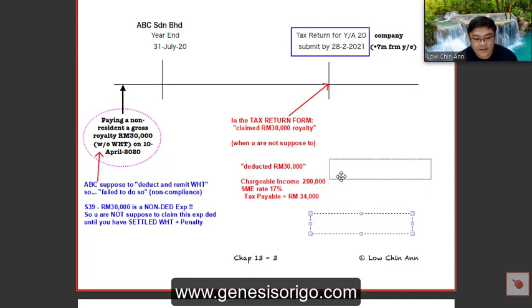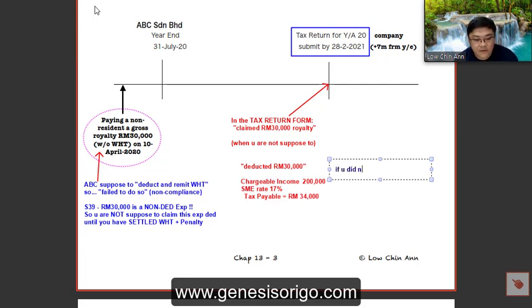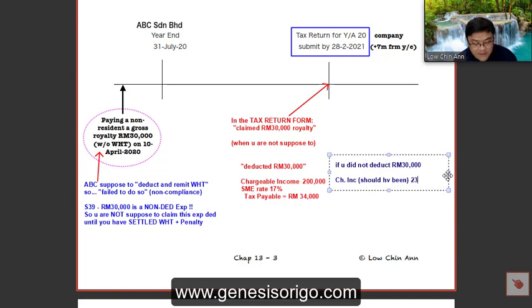Now think and see, if you did not deduct the 30,000, your chargeable income should have been 230. And if I'm using the SME rate of 17%, your tax payable should have been, sorry, I use calculator, 39,001.